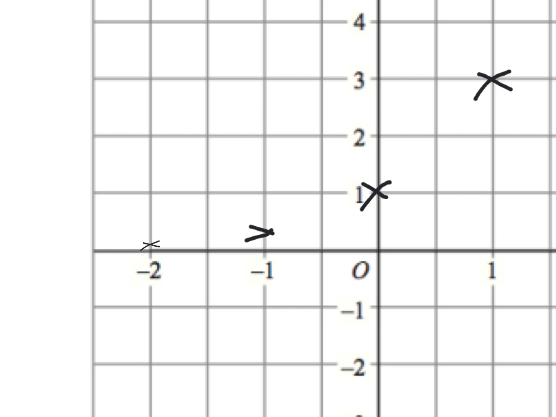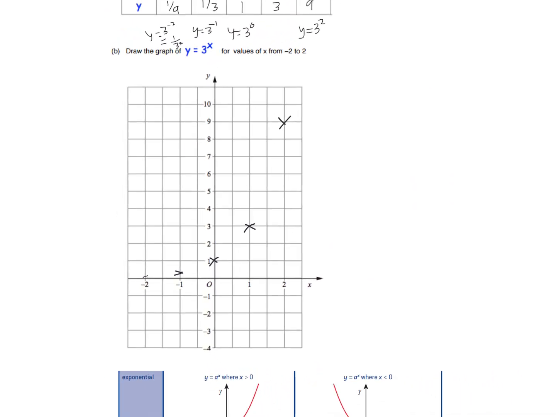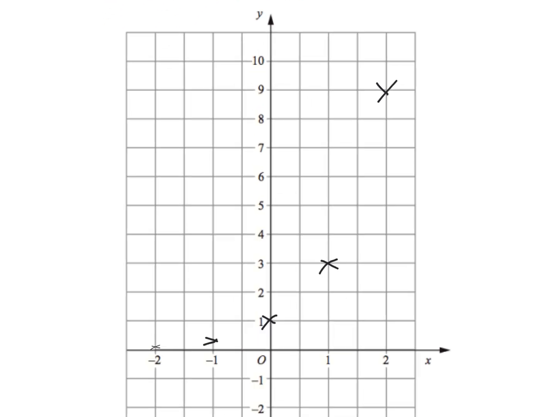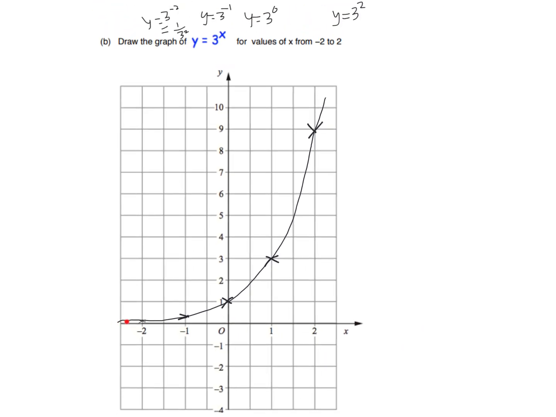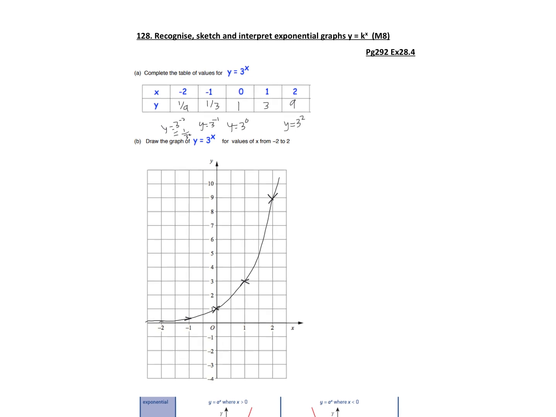We then need to draw a smooth curve that goes through those points as best we can. Wish me luck here. Not good enough, misses out most of them. If you miss any of them, you're going to lose a mark. Okay, pretty happy with that. The graph should not go below the x-axis. That's what's called an asymptote, and it should rise up at what's called exponential growth.